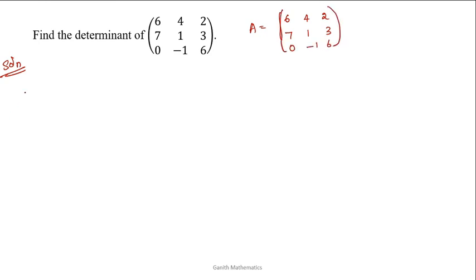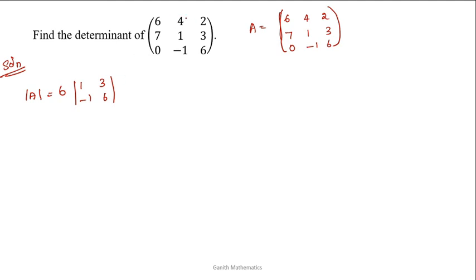So for the determinant, determinant of A is equal to, write the first element as it is, 6, and write the cofactor of that. What will be the cofactor? It is 1, 3, minus 1, 6, because you are eliminating the respective column and respective row, right?